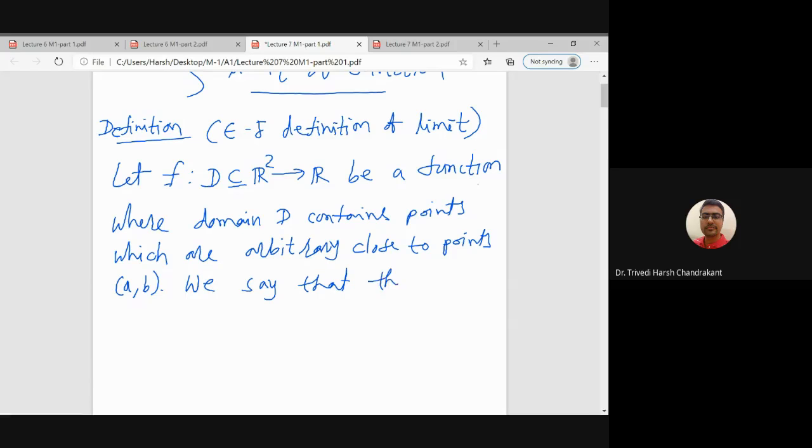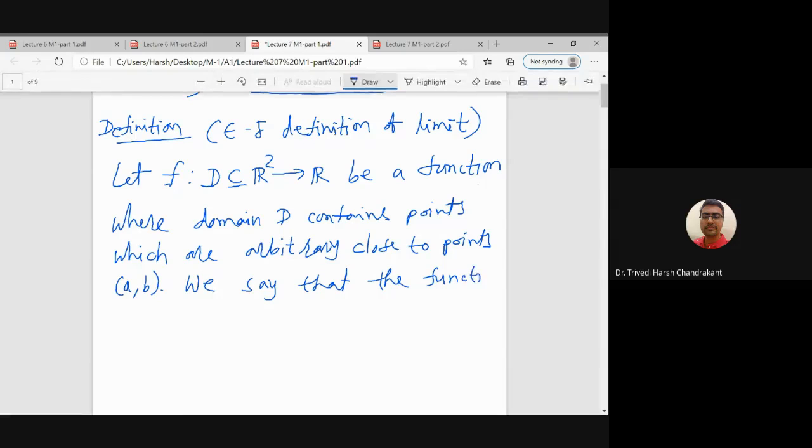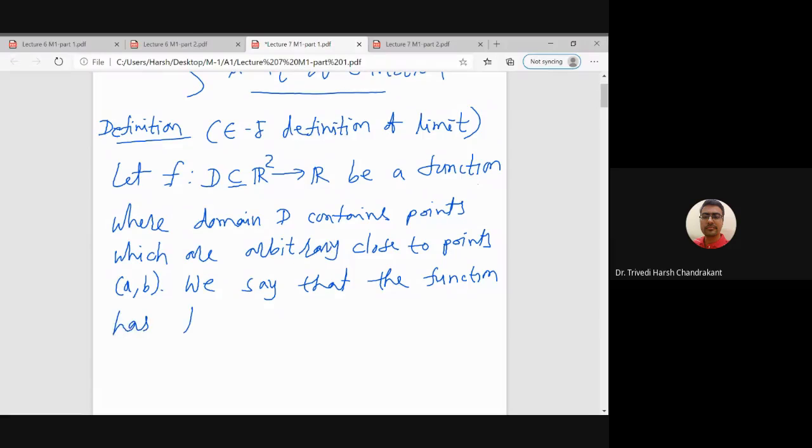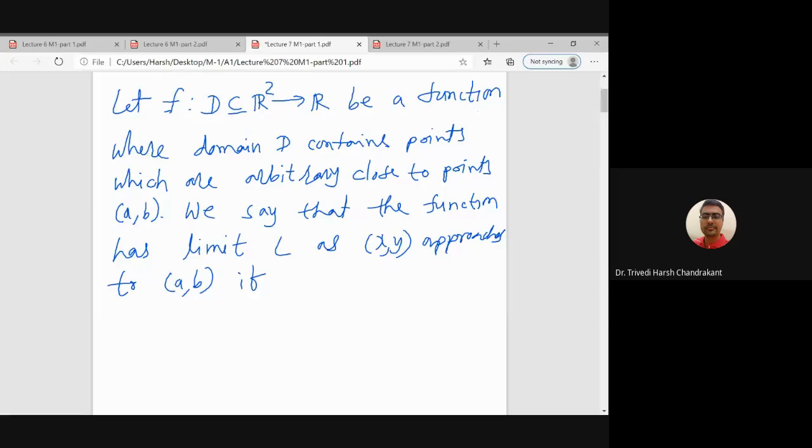So we say that the function f has limit L as (x, y) approaches (a, b) if the following condition is satisfied. The following condition is that for every epsilon greater than 0, there exists delta greater than 0. This is the definition of limit.